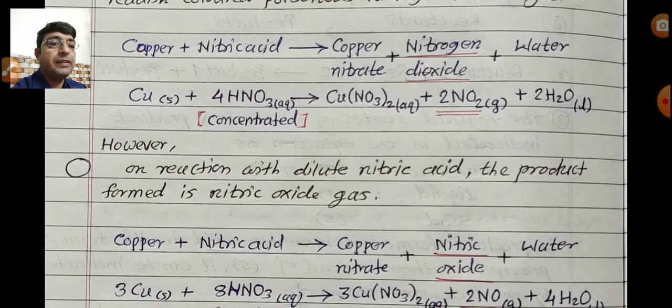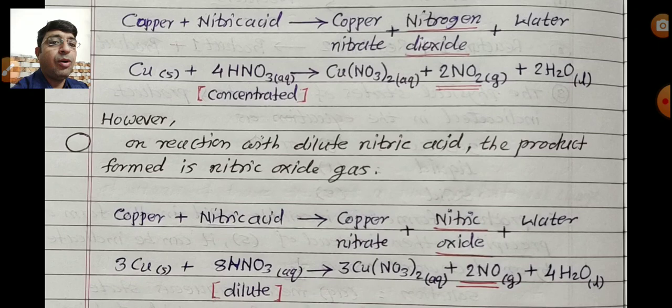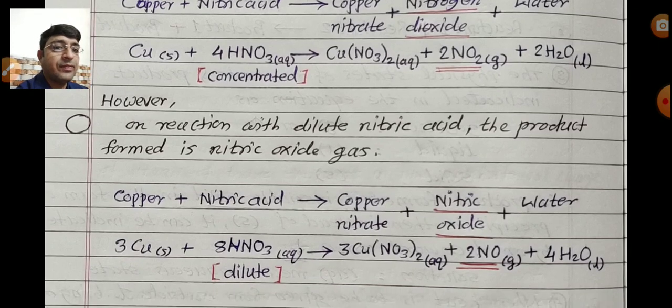However, on a reaction with dilute nitric acid, the product formed is nitric oxide gas. Check that. In the reaction of copper with concentrated or dilute acid, different products are formed. So 3 atoms of copper react with nitric acid, 8 molecules, 8HNO3. It is a dilute one. Dilute means mixed with water. Then to form 3 molecules of copper nitrate, Cu(NO3)2 in aqueous state, plus nitric oxide, 2NO, in gaseous state, plus 4 molecules of water, 4H2O in liquid state.